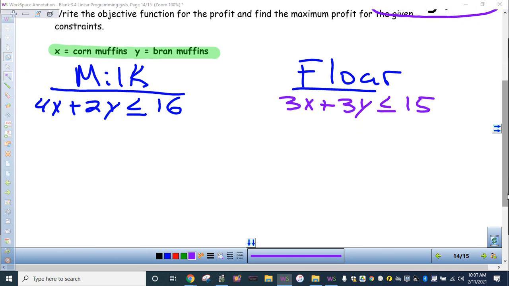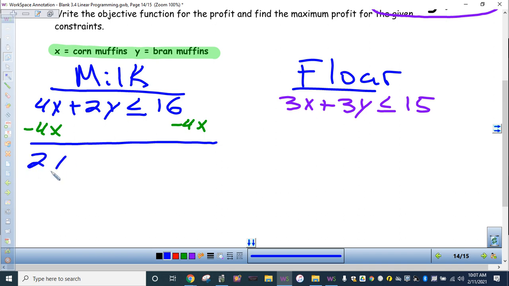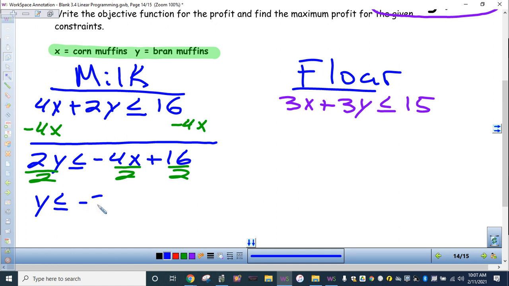First thing we're going to do on the equation on the left here is subtract 4x and then divide by 2. So we get 2y less than or equal to negative 4x plus 16. And then divide all 3 parts by 2. And we get y is less than or equal to negative 2x plus 8.